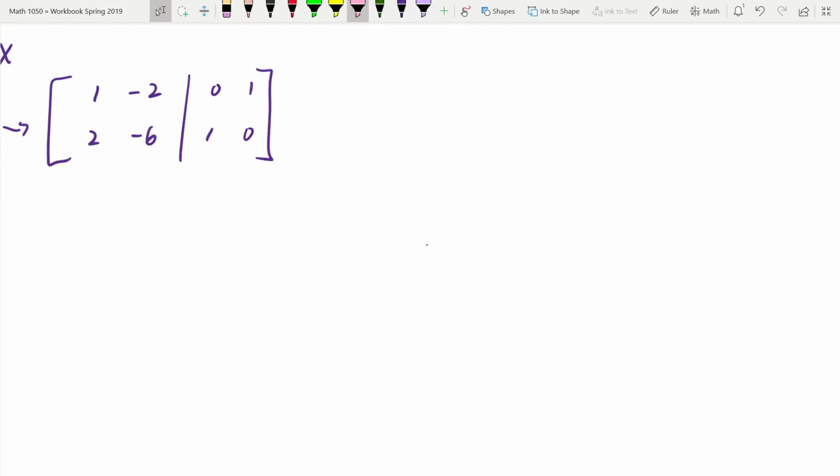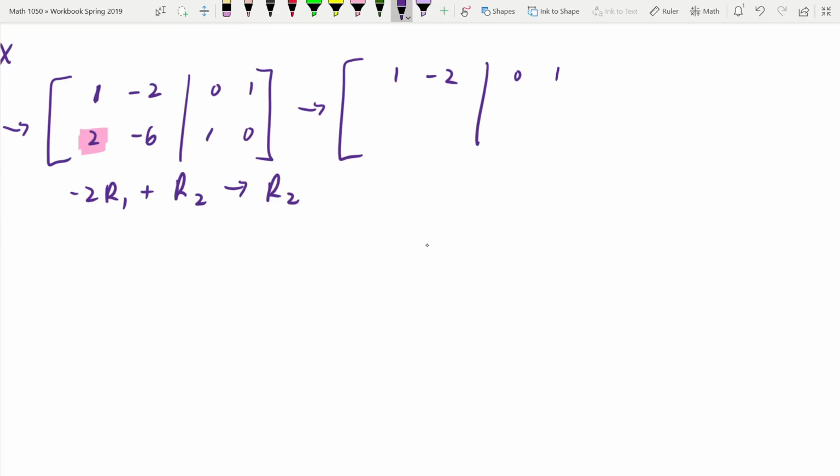Okay, the next thing I need is a 0 here. Remember to use the 1. So I'm going to go negative 2 times row 1 plus row 2 becomes my new row 2. So row 1 doesn't change. Multiply row 1 by a negative 2 and I get negative 2, 4, 0, negative 2. Write row 2 down. Add those together and I get 0, negative 2, 1, negative 2.